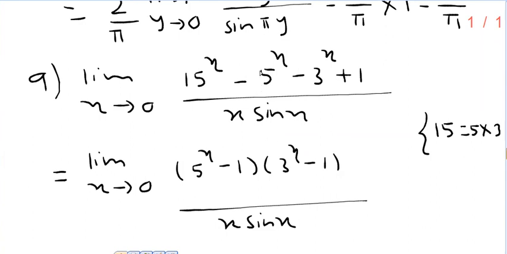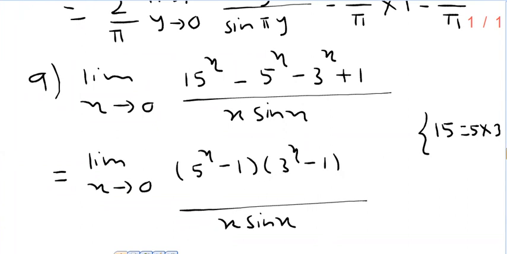This means the numerator is to be expressed not as a sum or difference, but as a product of two exponential functions. Many students say that subtract 1, add 1, but that won't help here. So 15 is what? I have omitted a few steps. 15 is 5 into 3. So 15 raised to x is 5 raised to x into 3 raised to x. In short, you have to factorize the numerator. These are the factors: 5 raised to x minus 1, 3 raised to x minus 1.